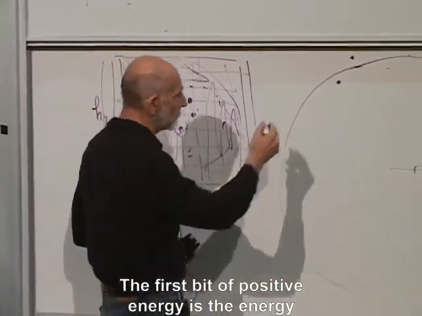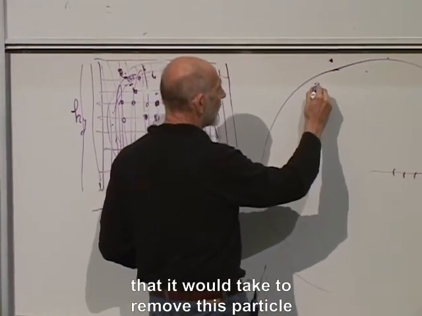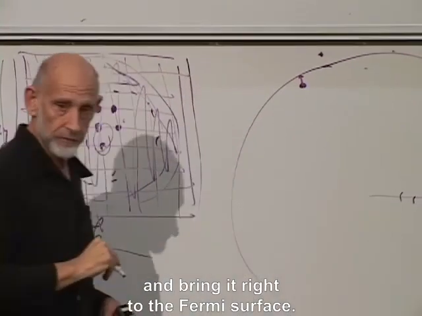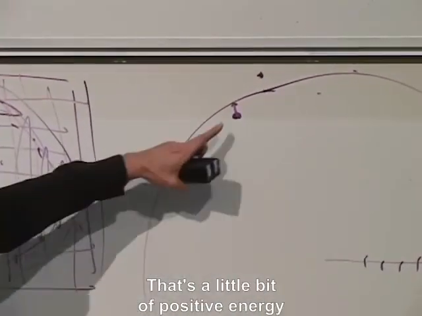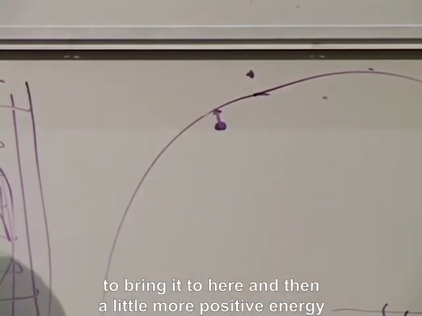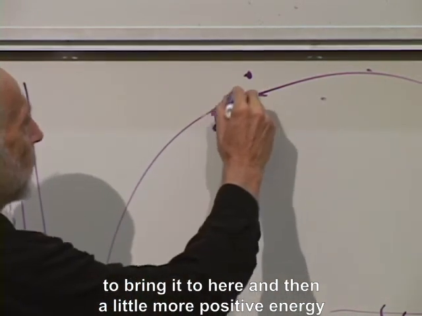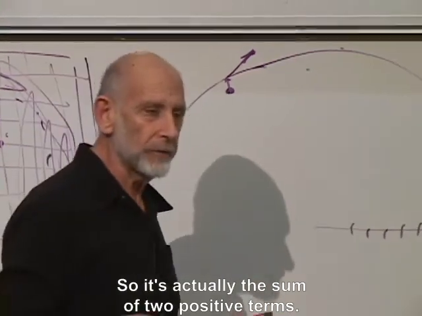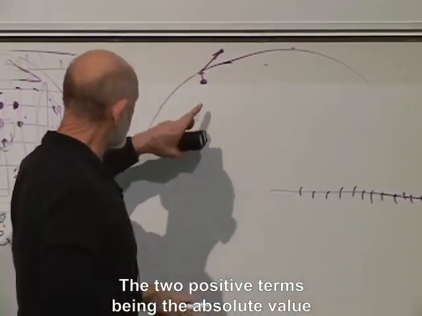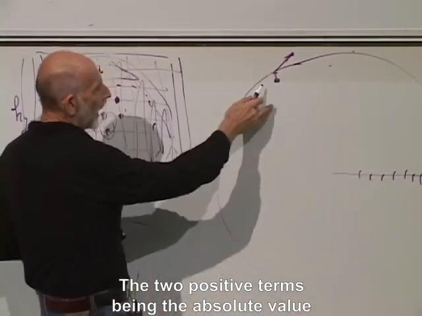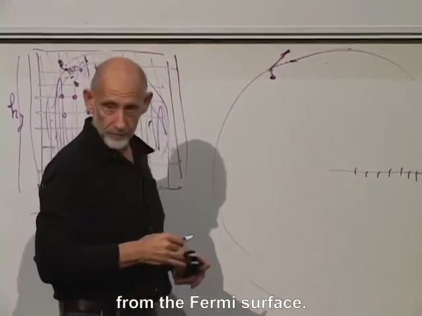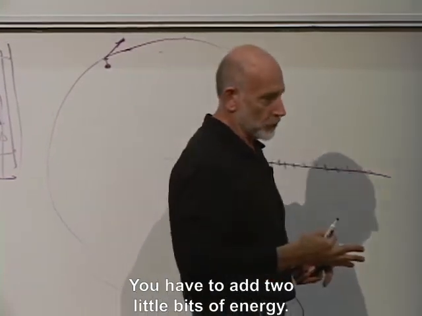The first bit of positive energy is the energy that it would take to remove this particle and bring it right to the Fermi surface. That's a little bit of positive energy to bring it to here, and then a little more positive energy to bring it to here. So it's actually the sum of two positive terms, the absolute value of the difference of the energies from the Fermi surface.